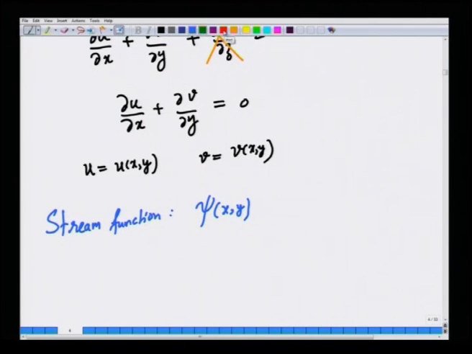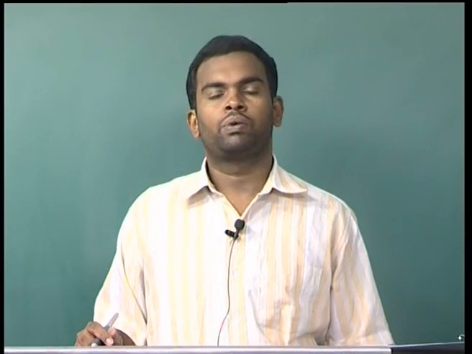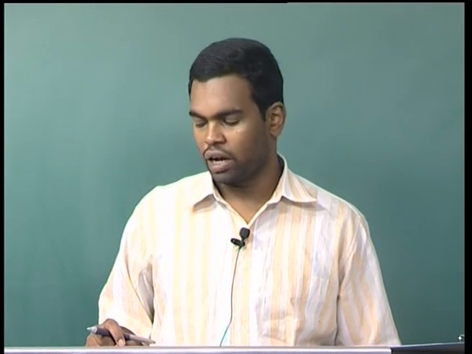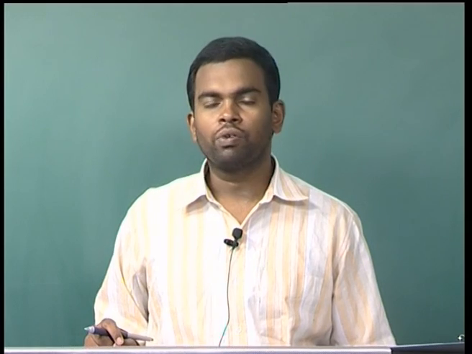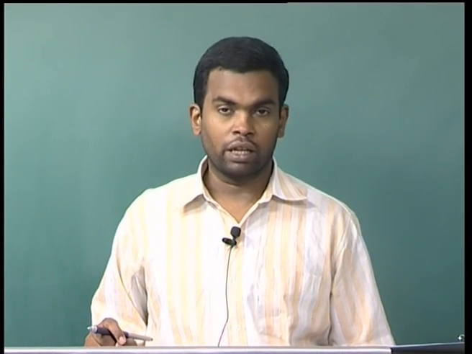Okay. So, it is related as follows: u of x y is partial psi by partial y, v of x y is minus partial psi by partial x. That is, this new function is defined in such a manner that it is a function of both the independent variables x and y in a 2-dimensional flow. If you take the partial derivative of the new function with respect to y, you get the x component of the velocity u, and if you take the partial derivative of the new function psi with respect to x, that is the negative of the y component of the velocity v.